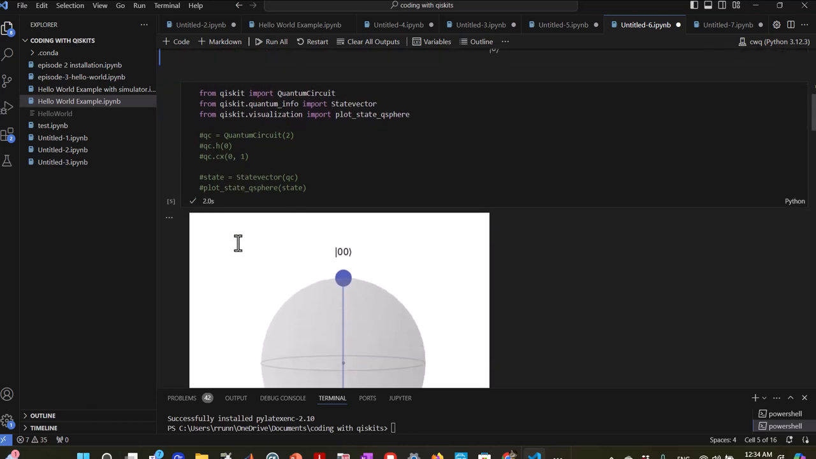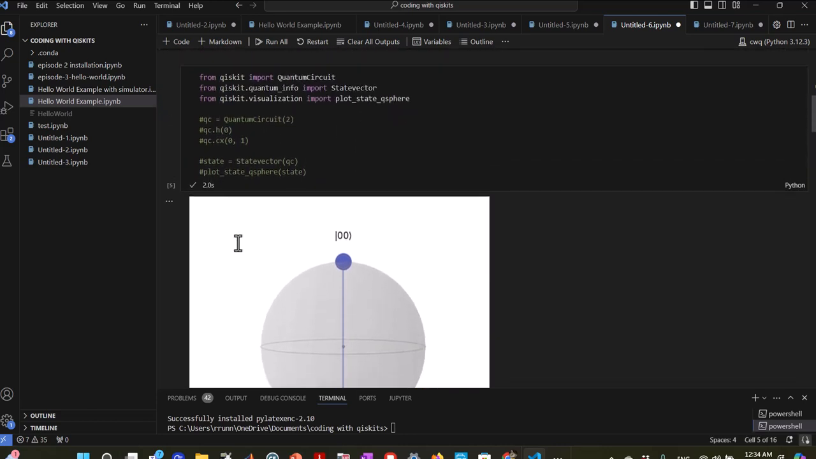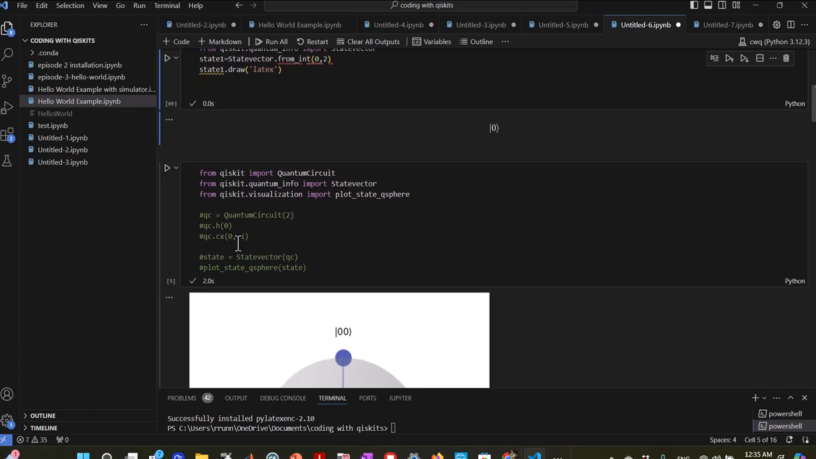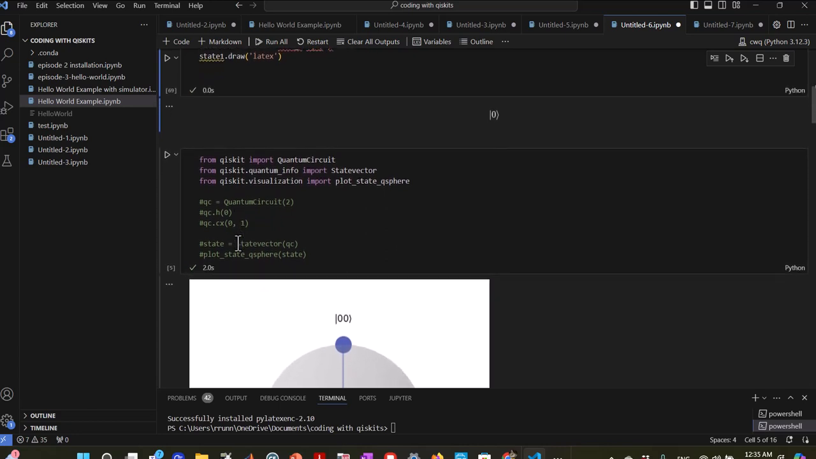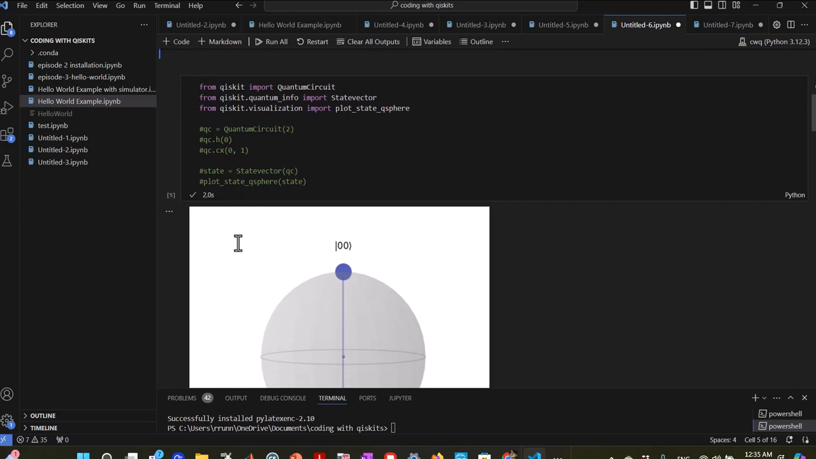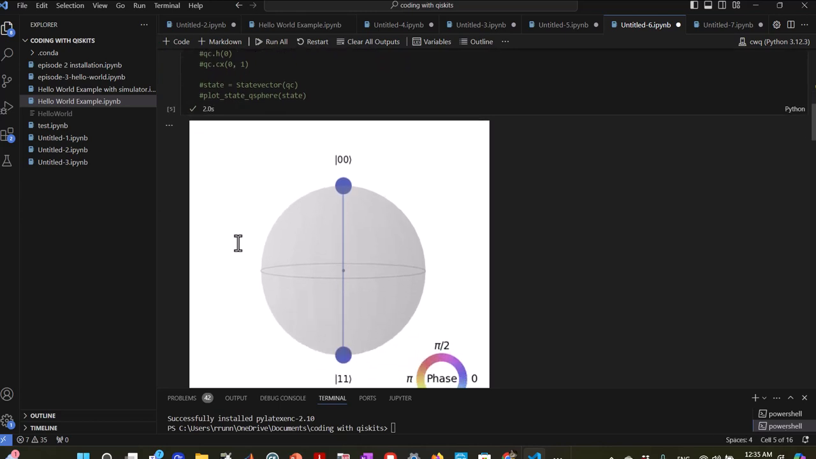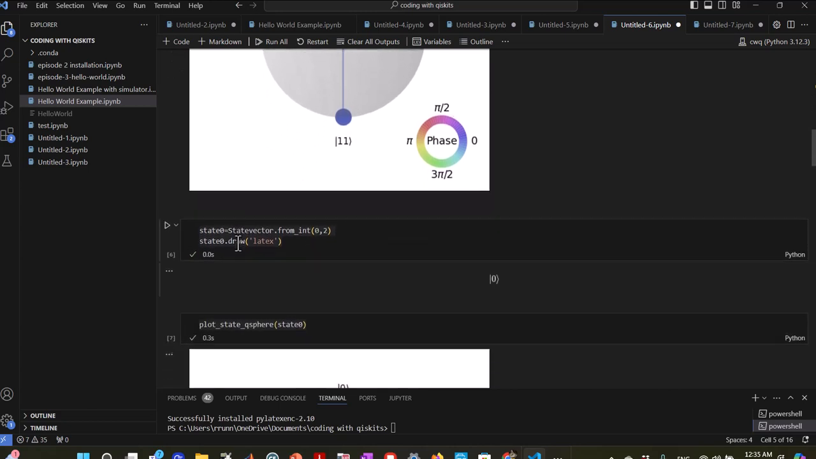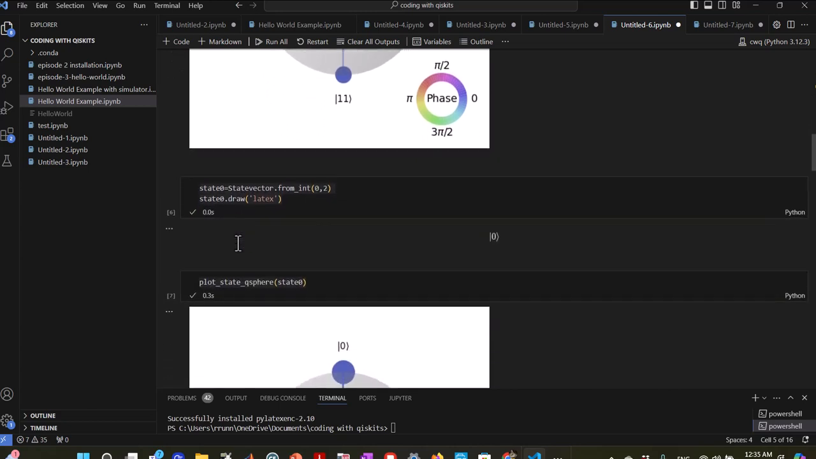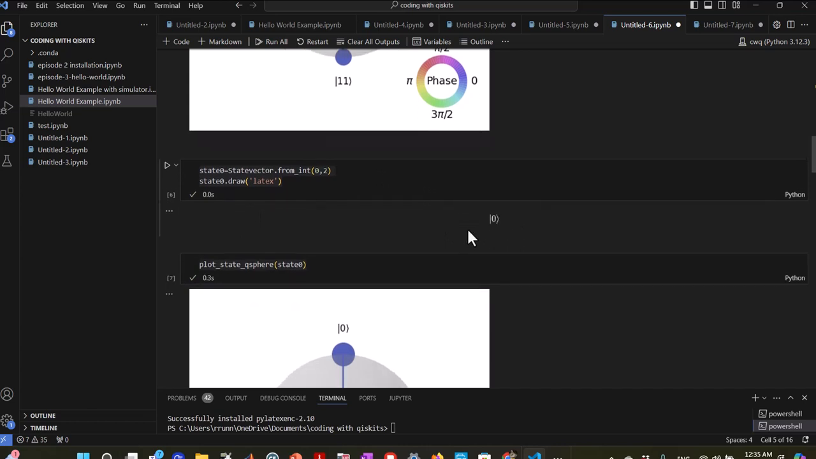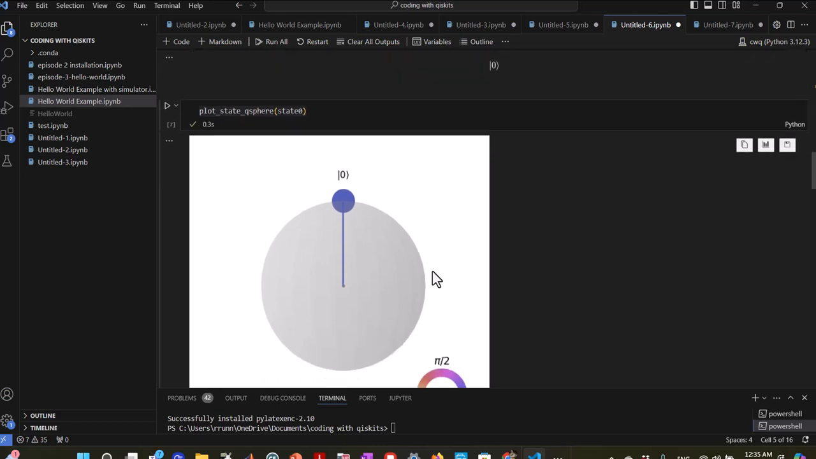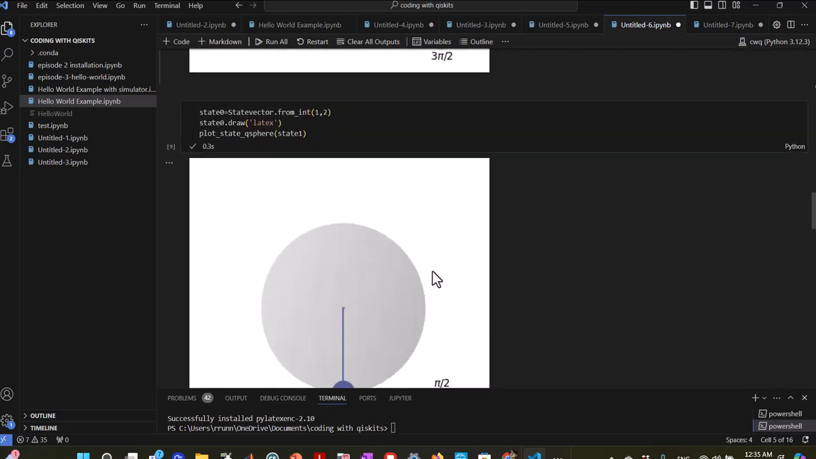I can also display it on a Bloch sphere, and so here I have a Bell state, and here is its depiction on the Bloch sphere. And then here I just did the state 0, and then here's just plotting 0 and plotting 1.